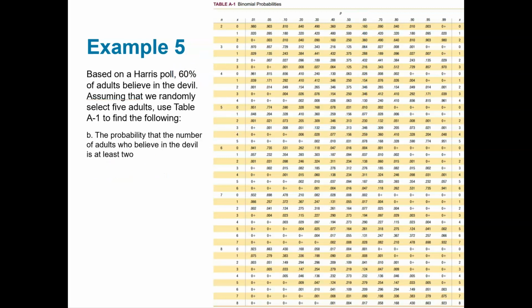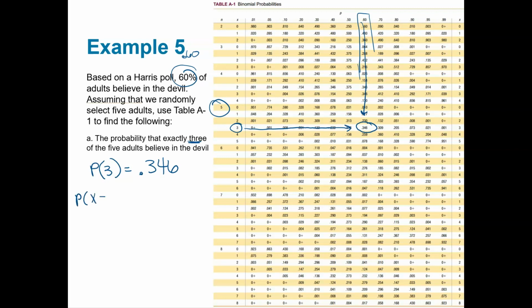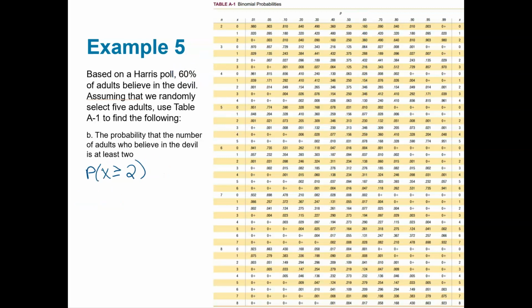The probability that the number of adults who believe in the devil is at least 2. All right, so this is the probability that it's at least 2. There are different ways to communicate the probability. Well, if x is greater than or equal to 2, that's the same as the probability of 2 or the probability of 3 or 4 or 5, because we're going up to 5 people, and ors are addition. So we need all of these probabilities now.